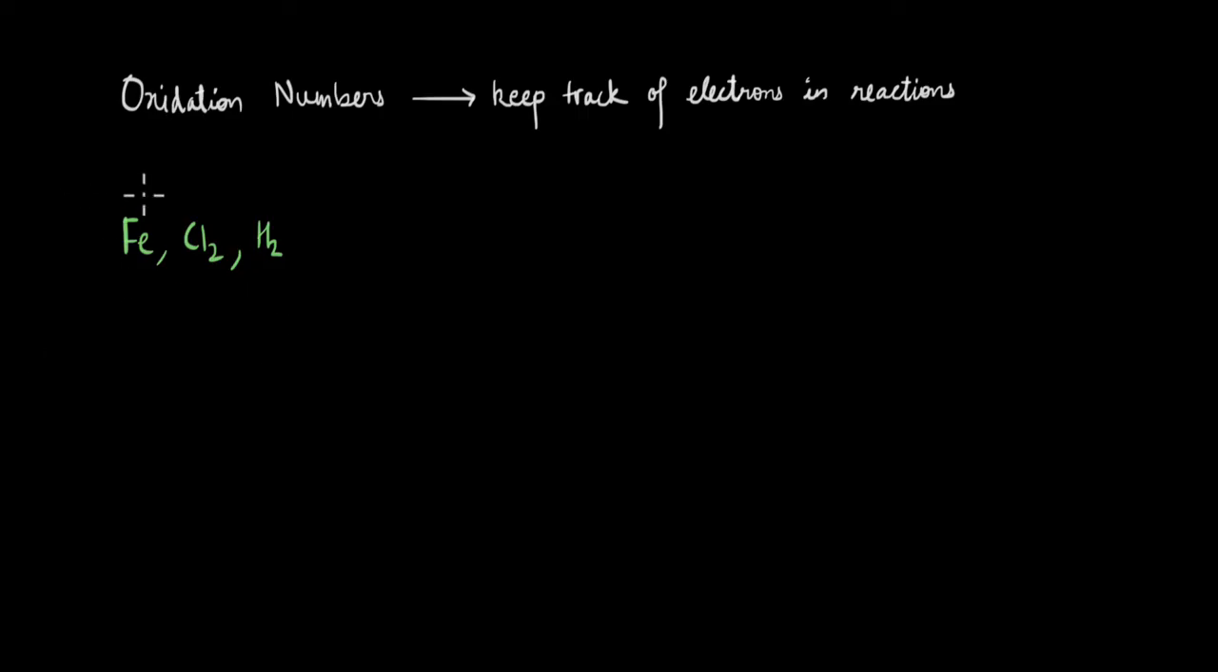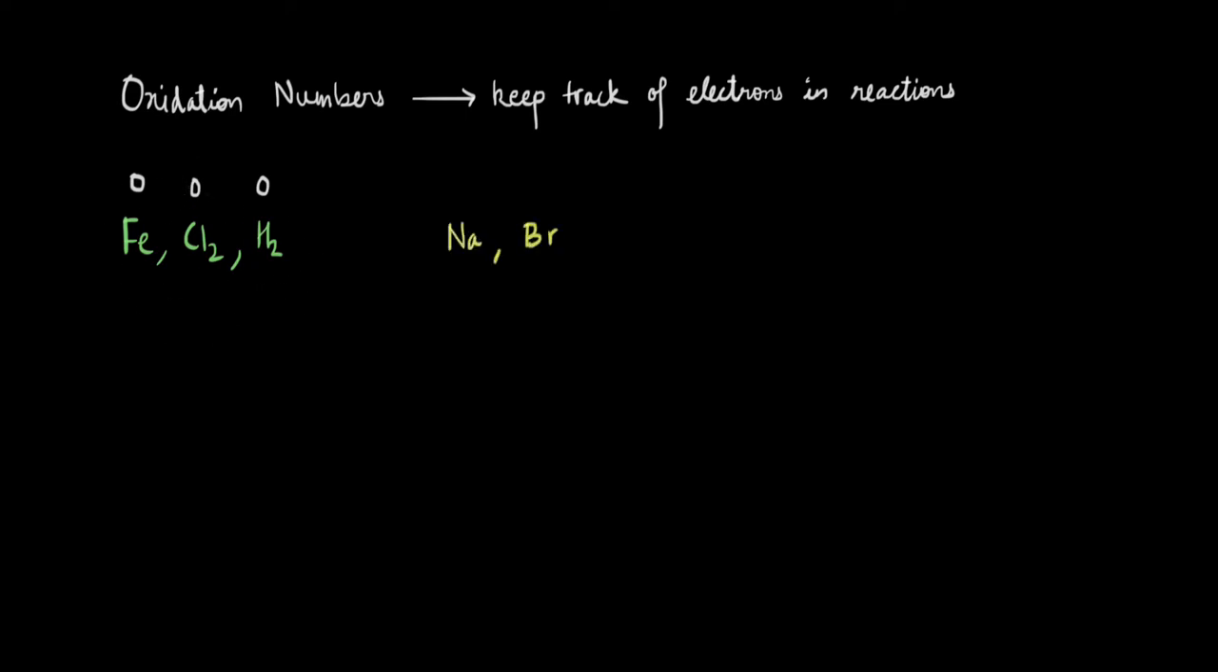So if you have pure iron taking part in a reaction, in that case, its oxidation number will be 0. Similarly, if you have chlorine gas or hydrogen gas that is taking part in a reaction, in each of these molecules, each chlorine will have an oxidation number of 0. The same goes for the hydrogen here. So the idea is, if there is a free species in the reaction, its oxidation number is going to be 0.